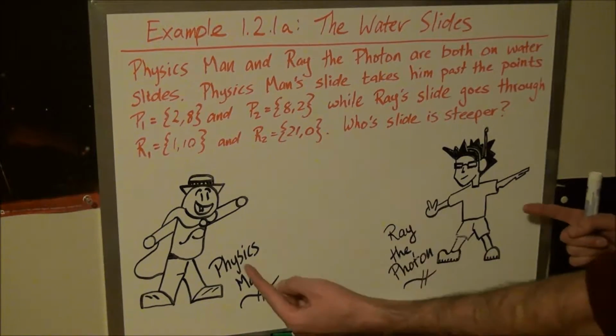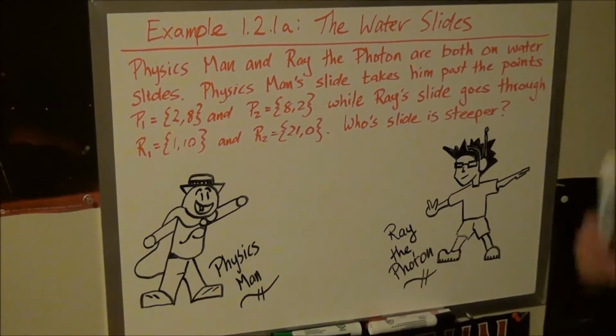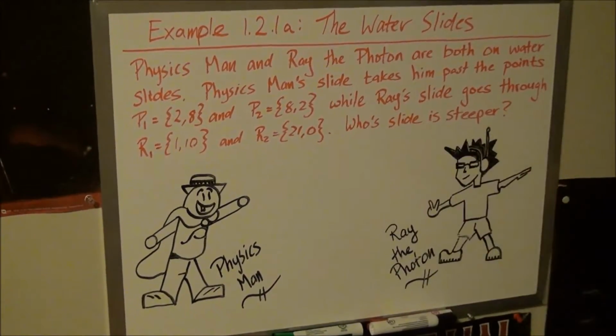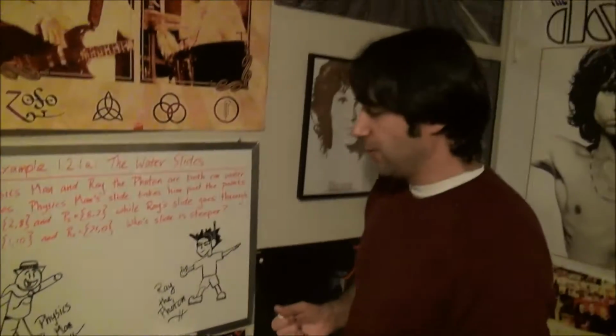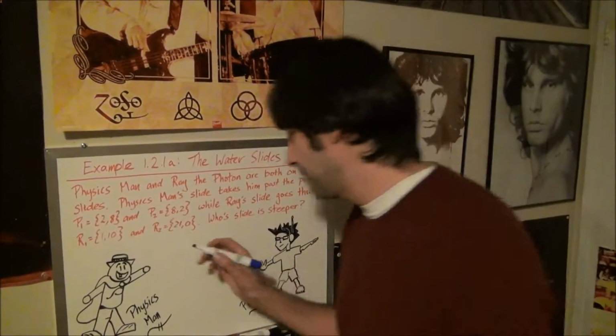Since Physics Man and Ray the Photon are very competitive with each other, we have to help them settle a wager. In order to do that, we have to answer the question, whose slide is steeper? Well, it would be helpful if we started with the equation where we can calculate the slopes of a line.